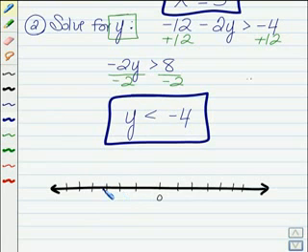If I come here to my number line, I have -4 here. It will be an open circle at -4, and y will be everything less than. I hope this has helped you in better understanding when you're solving for inequalities.